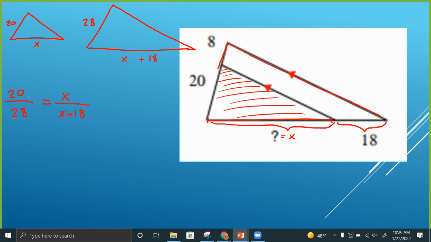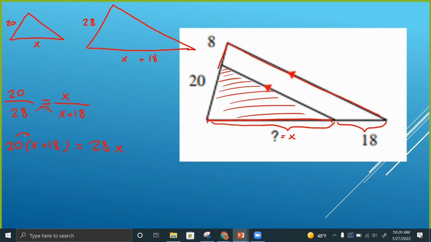Okay, so I think the fastest way to do this problem is cross multiplying. We're essentially multiplying both sides by 28, and on the left they cancel. And then we're going to multiply both sides by this whole expression in the denominator, x plus 18. So we're cross multiplying. x plus 18 is multiplied to the 20, and then 28 is multiplied across to x. So no more fractions. Very nice.